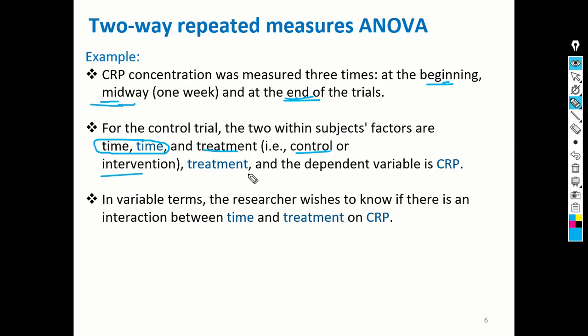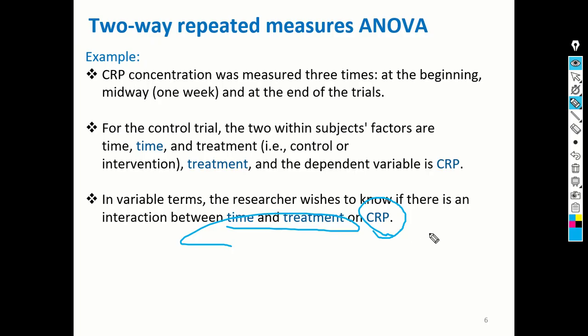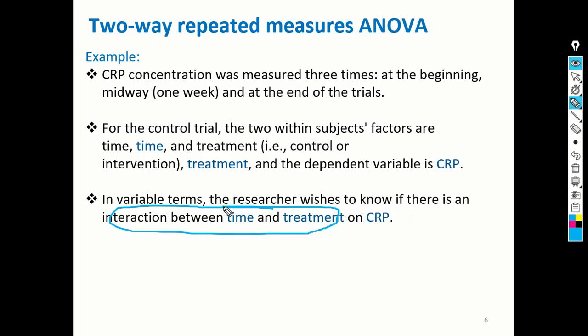So 2 predictors having 2 and more than 2 related groups were included in this example. And the outcome variable is the C-reactive protein concentration level, which is measured as continuous. So in variable terms, the researcher wishes to know if there is an interaction effect between time and treatment on the C-reactive protein level. Is there an interaction effect between the treatment and the time? Because time by itself does have an effect on the outcome of a certain disease. Okay, so now let's proceed.